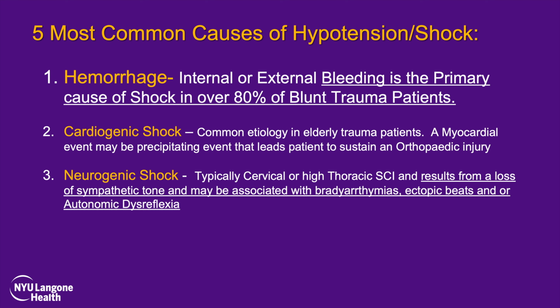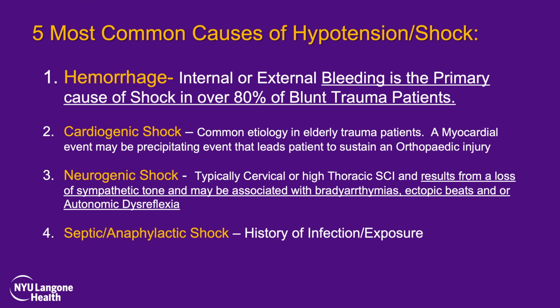Neurogenic shock is typically from cervical or high thoracic spinal cord injuries. It results from a loss of the sympathetic tone, and this can be associated with bradyarrhythmias or ectopic beats, essentially an autonomic dysreflexia. If you see someone who's bradycardic and hypotensive, there's obviously a disconnect between the central nervous system and the cardiac system, and that's usually because of a spinal cord injury.